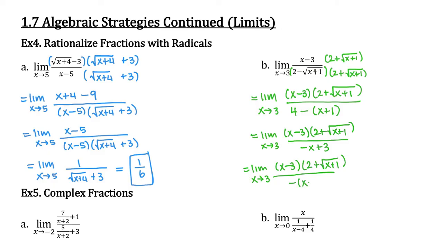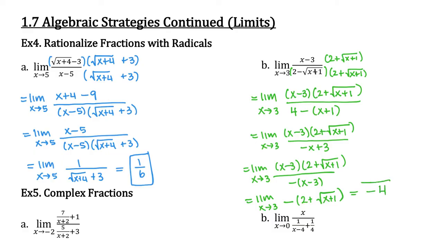Take out the negative. Now I can cancel that little x minus 3 out, and I can do direct substitution. So the negative is still there, the 2 plus root x plus 1 is still there. If I do direct substitution and plug in 3, 3 plus 1 is 4, square root of 4 is 2, 2 plus 2 is 4. So this is going to be negative 4.